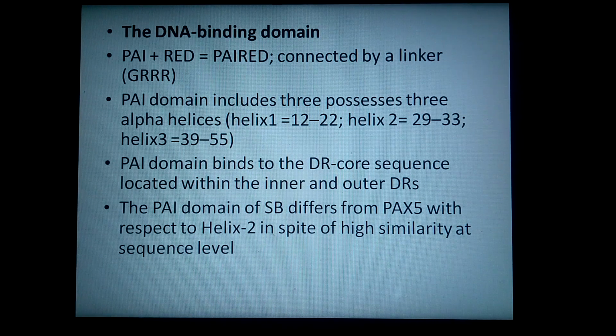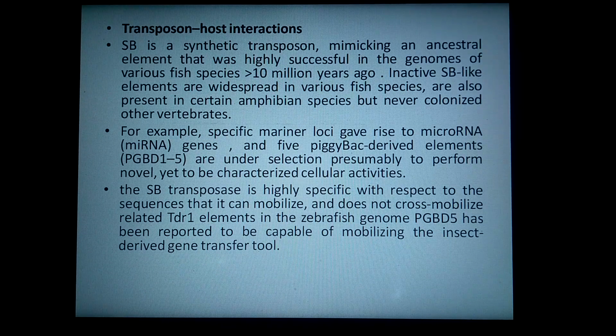Now transposon-host interaction: how does this transposon interact with the host? SB is a synthetic transposon mimicking an ancestral element that was highly successful in the genomes of various fish species more than 10 million years ago. Inactive SB-like elements are widespread in various fish species and are also present in certain amphibian species, but never colonized other vertebrates. Thus, no SB-like sequences are present in mammals, including humans.